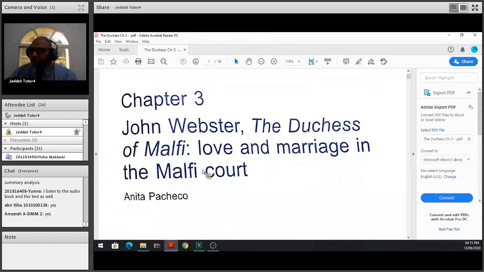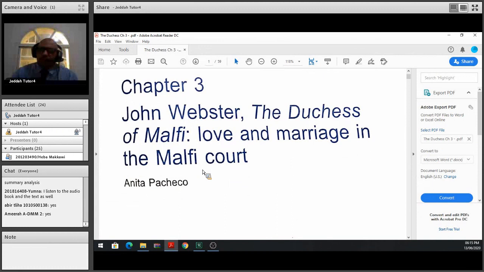Okay, so again, this is chapter three, John Webster, The Duchess of Malfi, and we're dealing with love and marriage in the Malfi court. So the ideas that we're going to talk about tonight have to do with love and marriage within the court of Malfi. So Malfi is obviously a dukedom or a kingdom in Italy, and it has, of course, a royal court, and it has people, and they act and interact and will have insights into how the court is operating in this dukedom or principality or kingdom. So the aspect that we're handling today is the aspect of love and marriage.